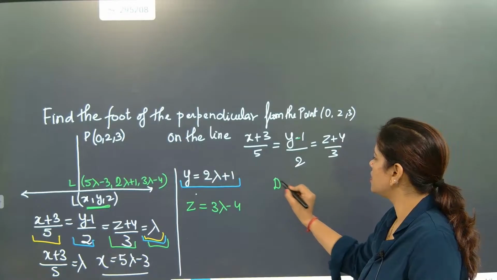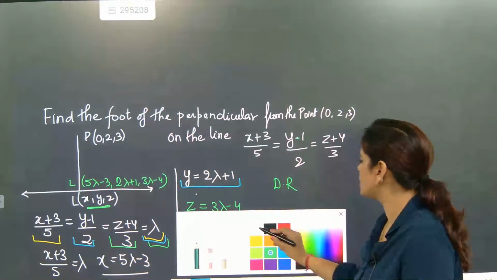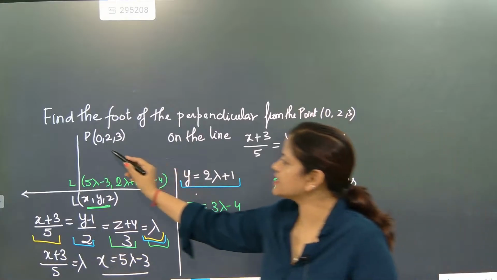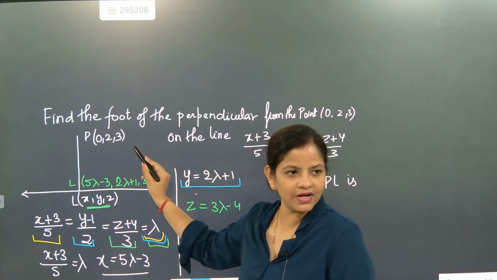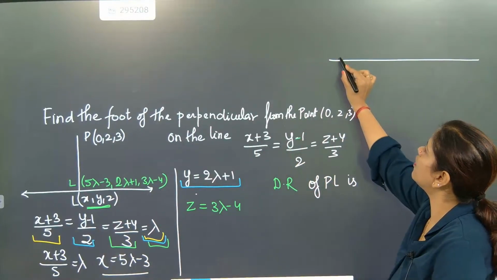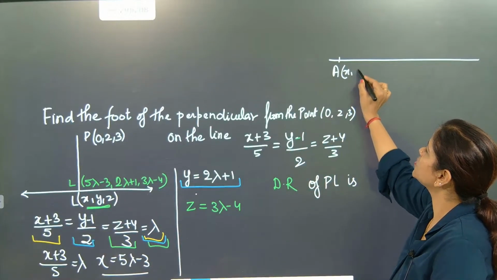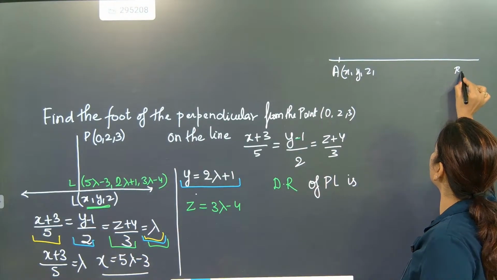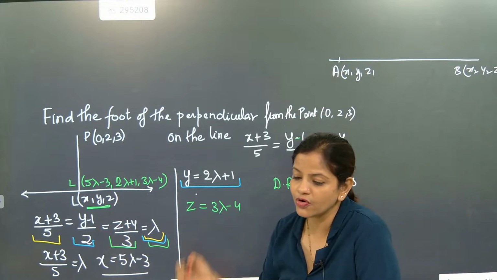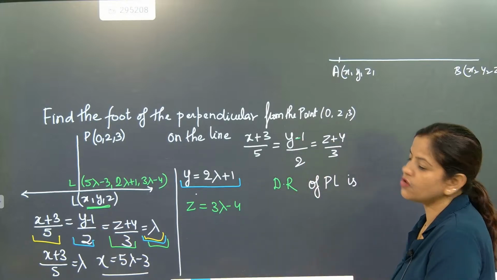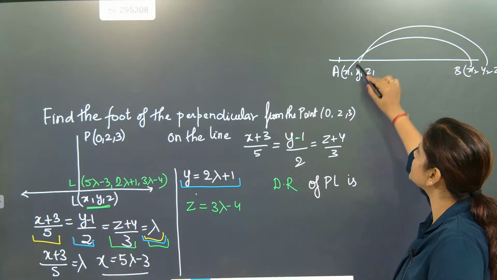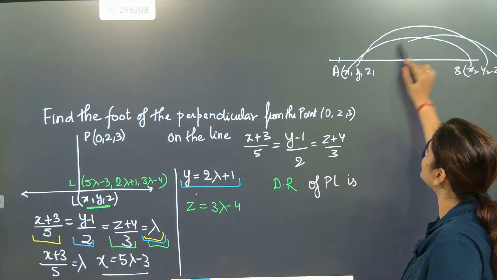Direction ratio of PL is, now beta, this one is considered as x1, y1, z1, and this is x2, y2, z2. How to get the direction ratio of two points A (x1, y1, z1) and B (x2, y2, z2)? How to get the direction ratio of AB? To get the direction ratio of AB, we write x2 minus x1, y2 minus y1, and z2 minus z1.